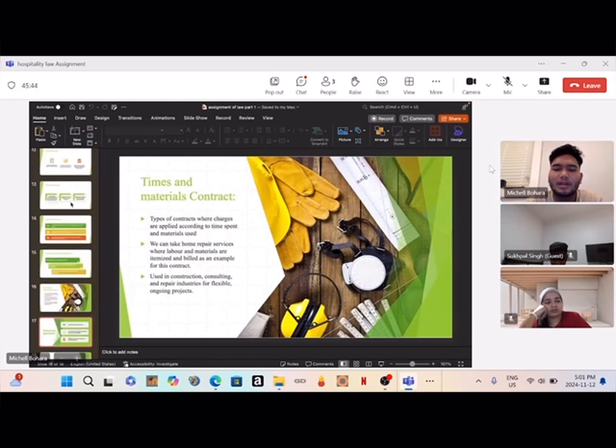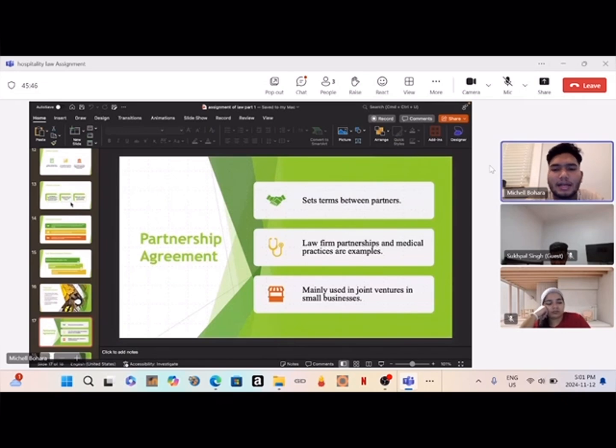The last one is the partnership agreement. A partnership agreement is used in business partnerships to define roles, profit sharing, and responsibility. For example, if my friend and I open a cafe together, agree to split profit, and also agree to do the work together equally, we would use a partnership agreement. This type of contract is important in business and joint ventures.